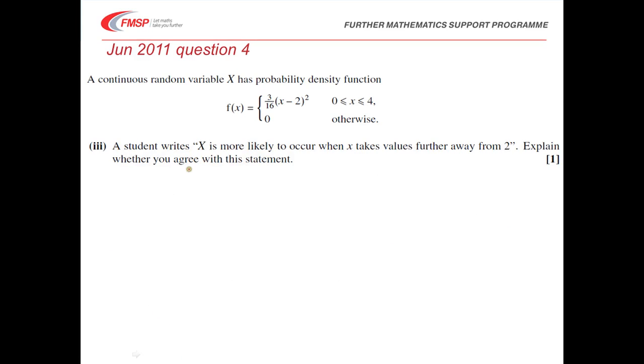So a student writes, x is more likely to occur when x takes values further away from 2. Okay, and we've got to explain whether we agree or not. Now it's to do with the notation, really. So capital X is a random variable, and little x actually is a value that the random variable takes. So that's pretty much it. This statement is not true because x represents a value. So x is a value taken by the random variable.